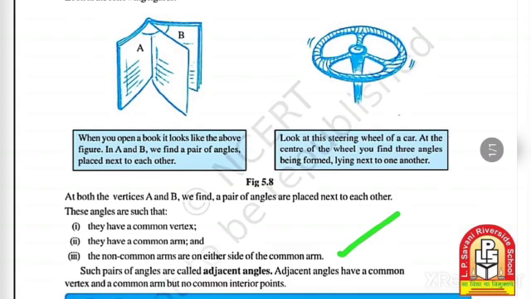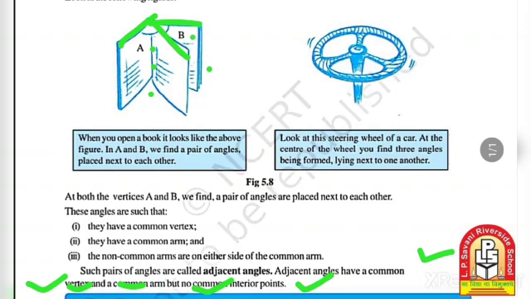Such a pair of angles is called adjacent angles. So this kind of angles are known as adjacent angles, which have one common arm and the other arms are free. Adjacent angles have a common vertex and a common arm but no common interior points.